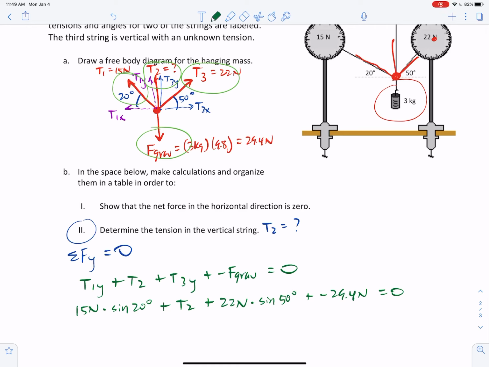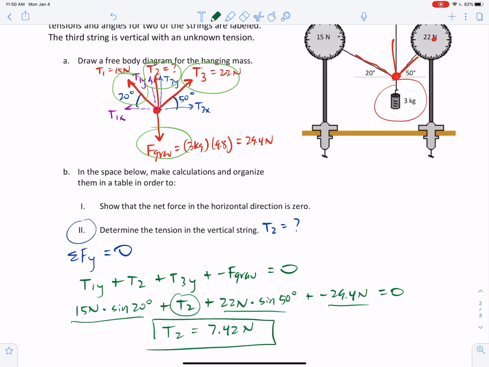From that whole expression, I just have one unknown. So I can pull everything else over to the right side and get that T2 equals 7.42 newtons. And that's it. That came from summing the forces in the vertical direction and setting it equal to 0.